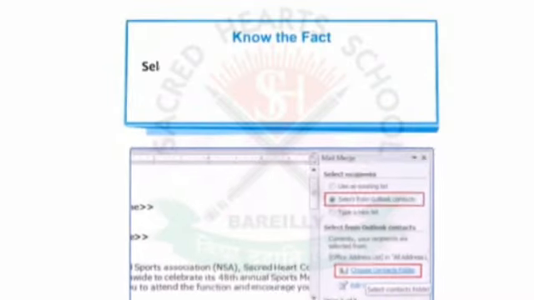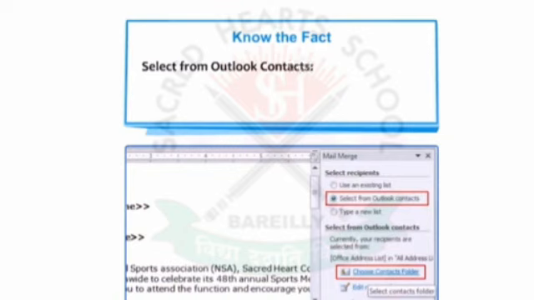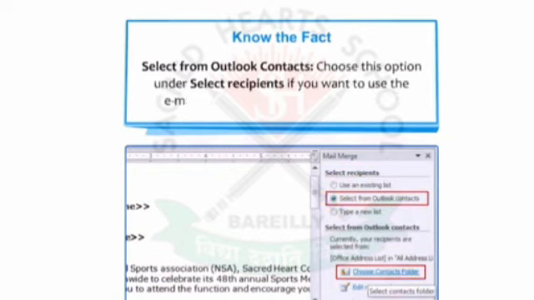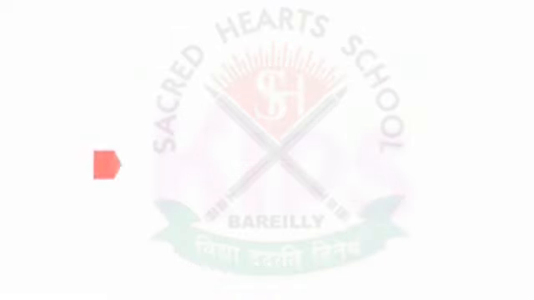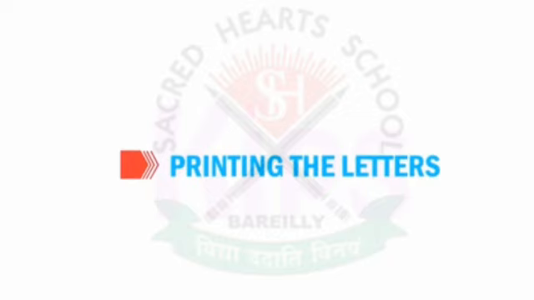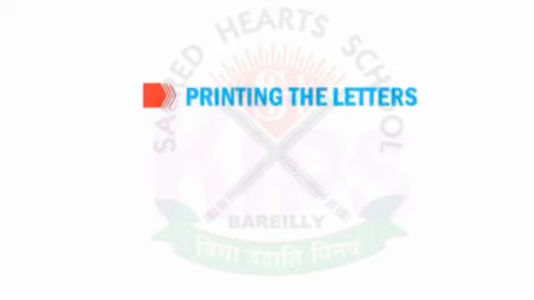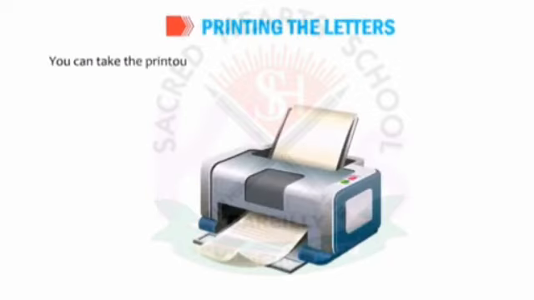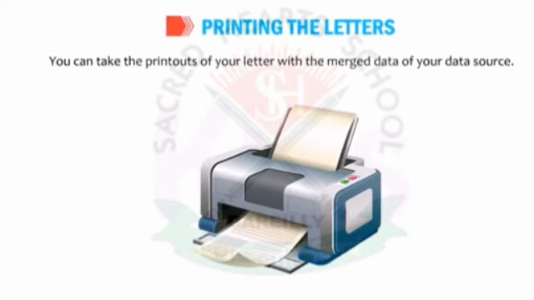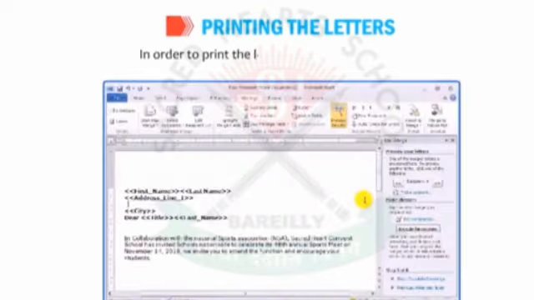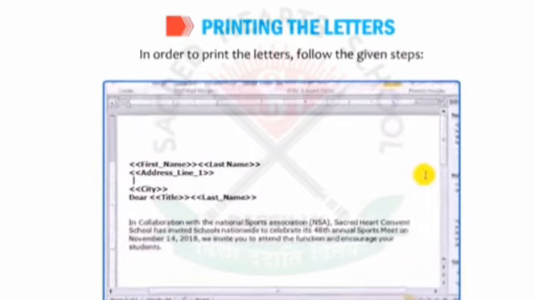Students, know the fact. Select from Outlook Contacts. Choose this option under Select Recipients if you want to use the email address book in Microsoft Outlook. Okay students, let me now tell you how to print the letters. You can take the printouts of your letter with the merged data of your data source. In order to print the letters, follow the given steps.